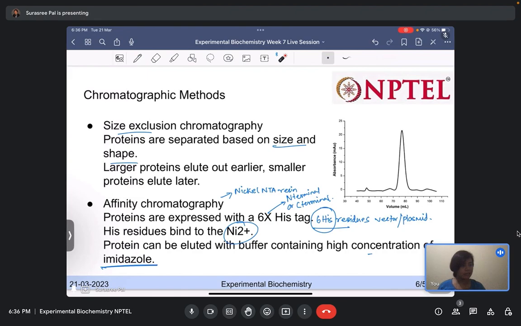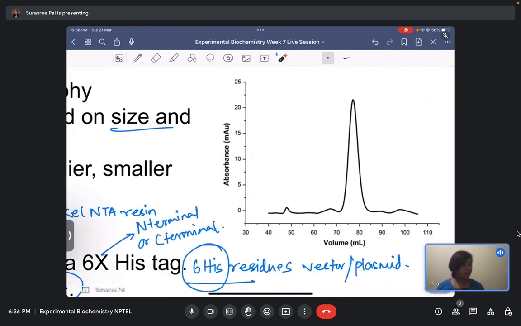So here you can see that on the x-axis there is volume, which means the retention volume of the protein, which means for how long it is retained in the matrix. And on the y-axis there is absorbance, which is in an arbitrary unit. So this absorbance actually tracks the UV absorbance at 280 nanometer, because we know that proteins absorb UV light at 280 nanometer. So we track the absorbance at 280 nanometer.